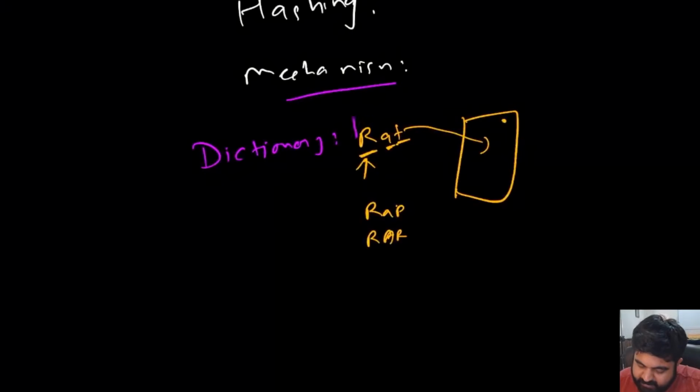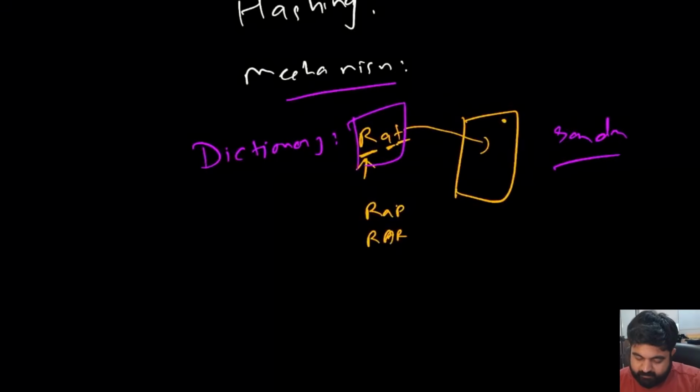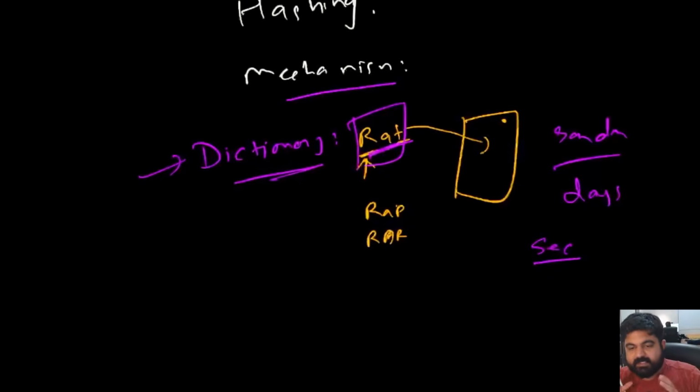But let's say that if this rat was just put down somewhere randomly and without any of this dictionary mechanism, how difficult would it be to find the rat? It would probably take days. Meanwhile, because we have a structure like a dictionary, you can actually complete this in just a few seconds. So this is the real power of hash tables or hash maps.